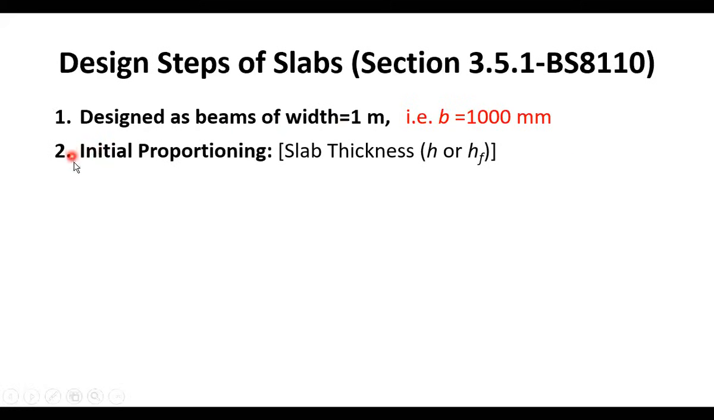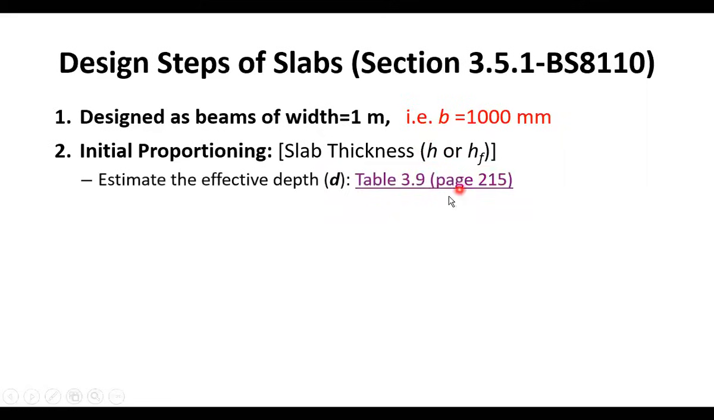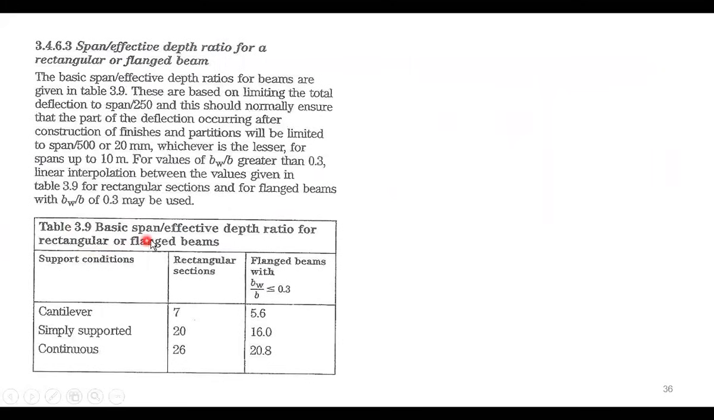So after considering 1 meter, we have to start with the initial proportioning. In the initial proportioning, we get the slab thickness. We call it H or HF. And to do that, we have to use table 3.9, page 215. And I go back here. This is table 3.9. We have a basic span to depth ratio. Based on the case that you have, if it is simply supported, the basic span to depth ratio will be 20. If it's continuous, the basic span to depth ratio will be 26.